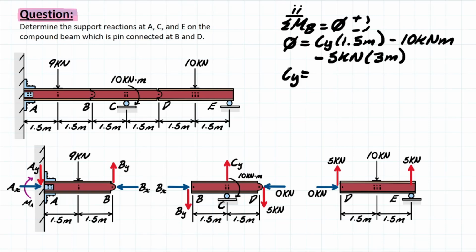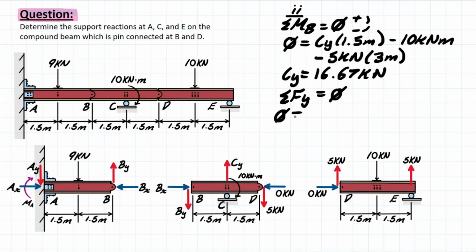Alrighty, so everything's plugged in for this first equation. We have Cy, which is 1.5 meters away, the external moment being applied in the clockwise direction, meaning it's negative, and the dy reaction, which is 3 meters away from our reference point, meaning that Cy is going to equal 16.67 kilonewtons.